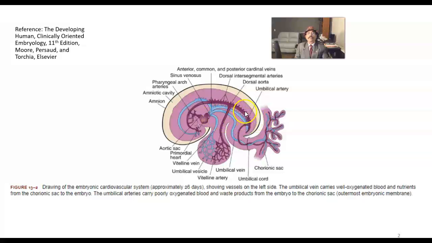And this is the dorsal aorta. We are getting the umbilical artery. Initially, we have two arteries, left and right umbilical arteries, and we will have two umbilical arteries. Initially, we have two umbilical veins, left and right umbilical vein. Then we will lose the right umbilical vein.